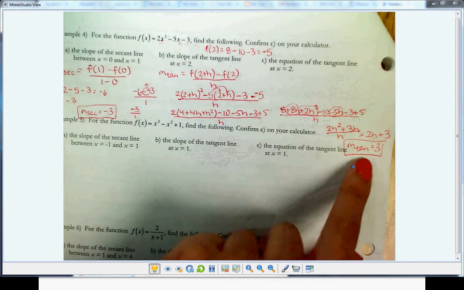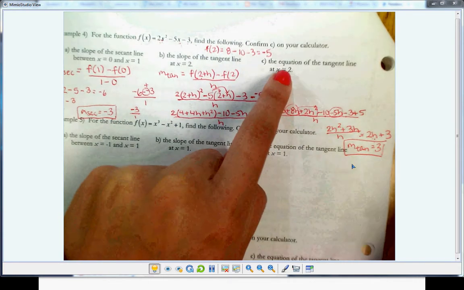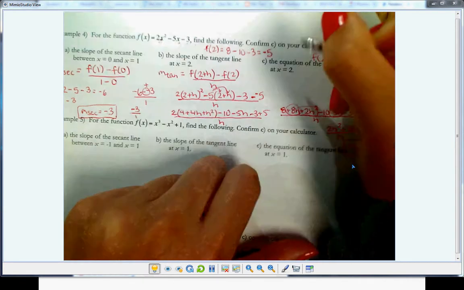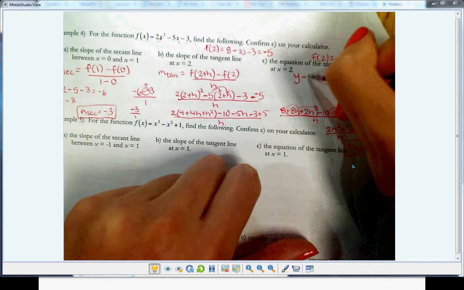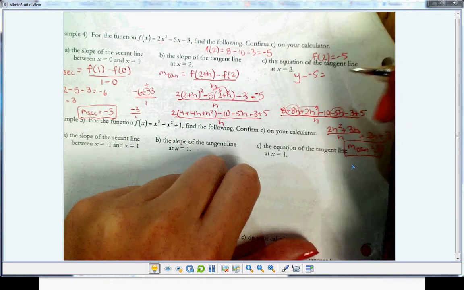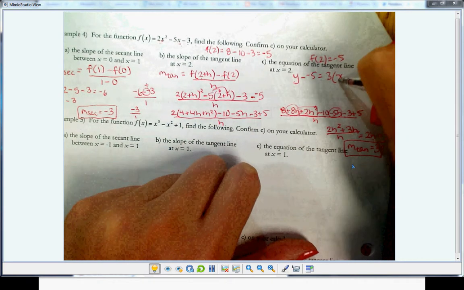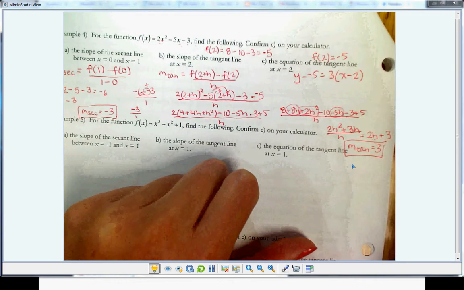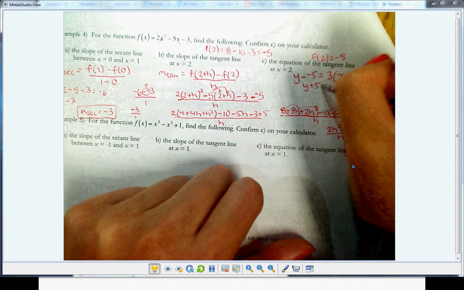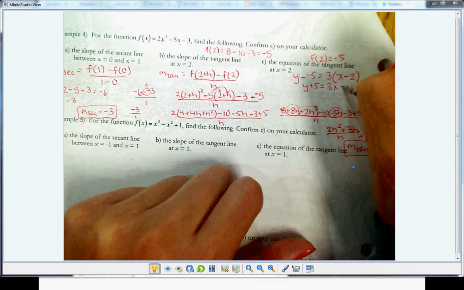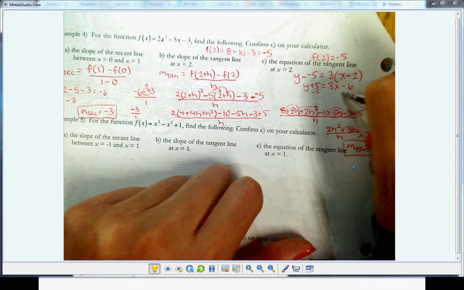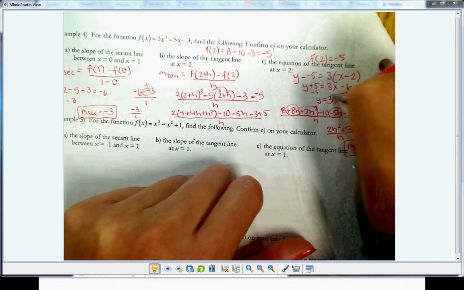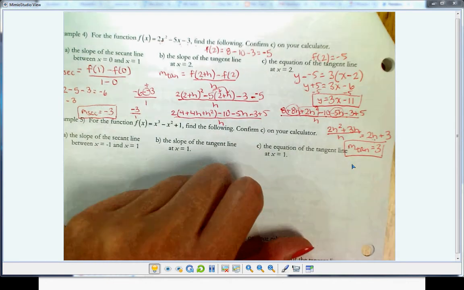And we're going to use this to plug back into our point slope form. So we know that f of 2 is negative 5. So we have y minus our y value, which is negative 5, equals our slope 3 times x minus our x value, which is 2. We distribute it, so 3x minus 6, subtract 5 from both sides. We end up with 3x minus 11, and that is our equation for the tangent line.